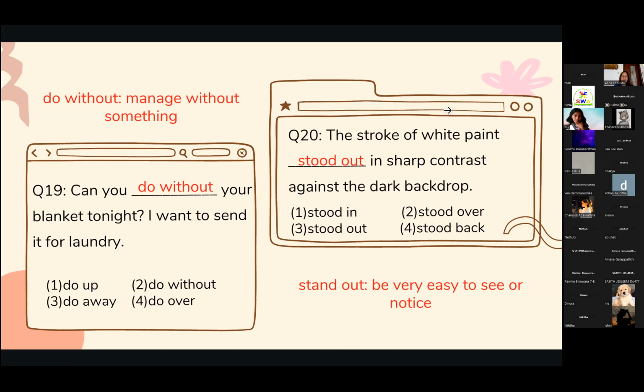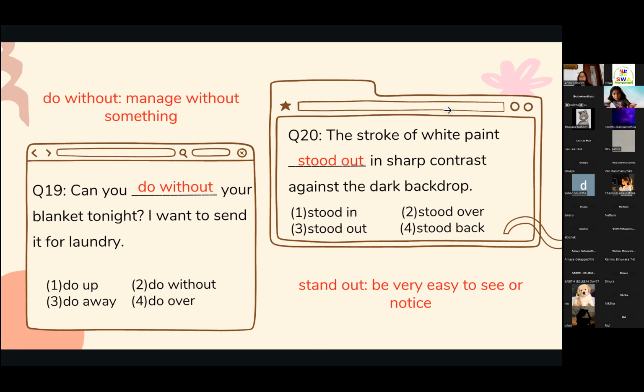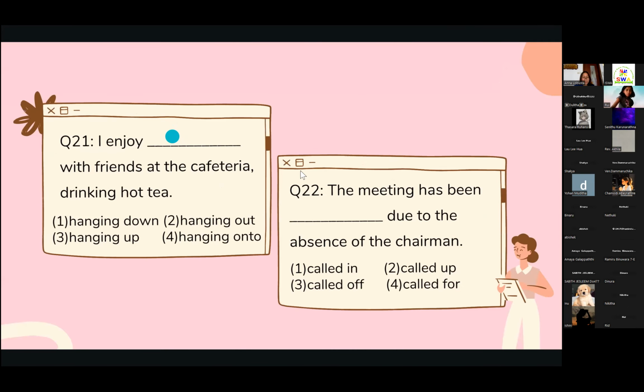Or maybe if your friends are all wearing the same color and then you're wearing a different color, then you stand out also because it's different. And question number 21. So I enjoy blank with friends at the cafeteria drinking hot tea. So this one, we saw an example of this just now in the YouTube video.